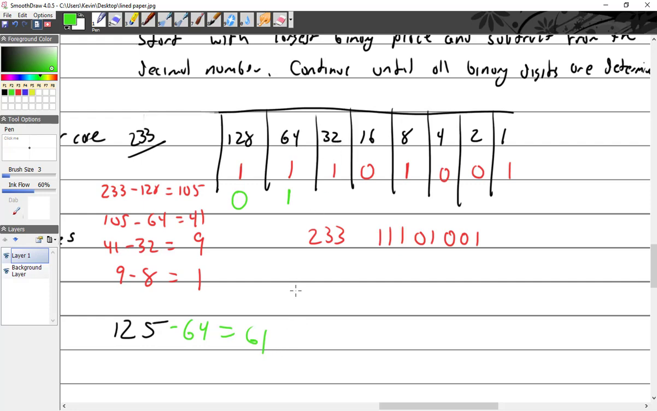So I have 61. Does the 32 go in there? Yeah. Okay. So now I'm going to have 61 minus 32 equals 29. Okay, so I'm going to use a 16 then. So 29 minus 16 equals 13. So I'll put the 8 in there. 13 minus 8 equals 5. Okay, so I can use the 4. And then that's obviously going to be 0 and then 1.